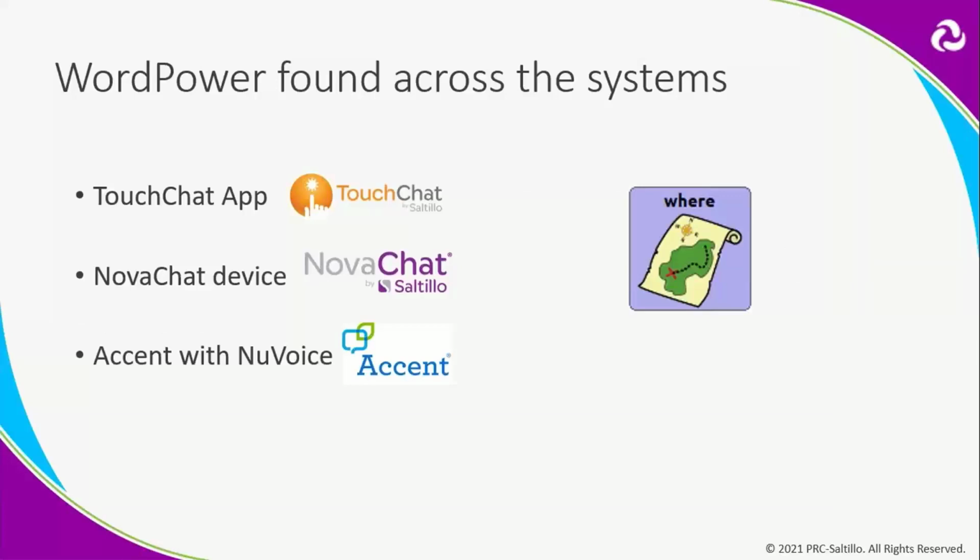First, what systems would you find WordPower on? You'll find WordPower is available on the TouchChat app, NovaChat devices, and on the Accent with New Voice. It's also available on the grid, but we are not covering that today. The principles of organization apply across the systems. Different platforms may offer unique features that fit and support a client best. WordPower programming takes advantage of feature opportunities within the different platforms as they are available.